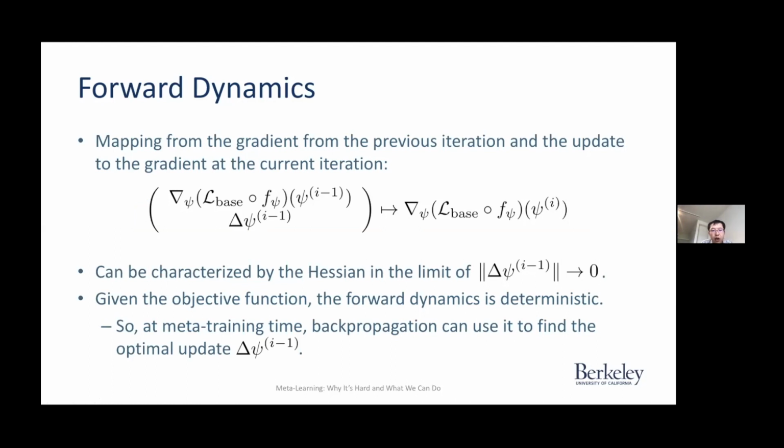Now, if we are given the objective function, the forward dynamics is deterministic, because we know exactly what the objective function is. And so, for example, if you're trying to train the optimizer, you can collect as many samples as you want from this function. You will be able to use that to find the optimal updates that you can apply.